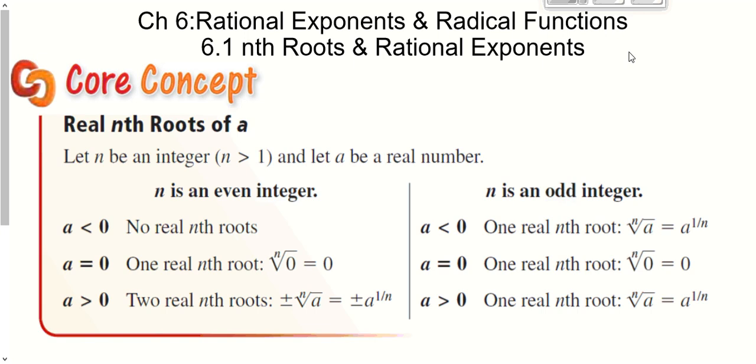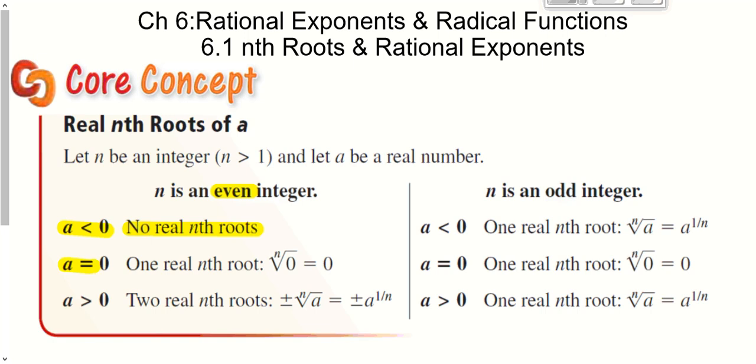All right, we are starting chapter 6 with section 6.1, the nth roots and rational exponents. So starting with this core concept, we have real nth roots of a. Let n be an integer where n is greater than 1, and let a be any real number. If n is an even integer and a is less than 0, you have no real nth roots.